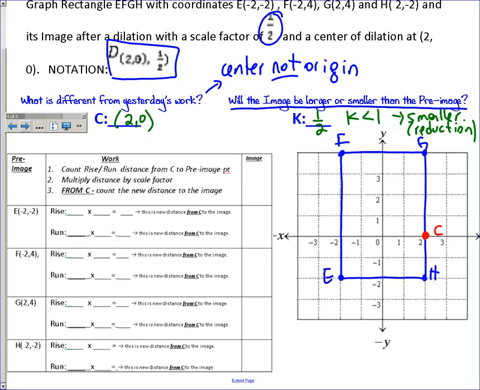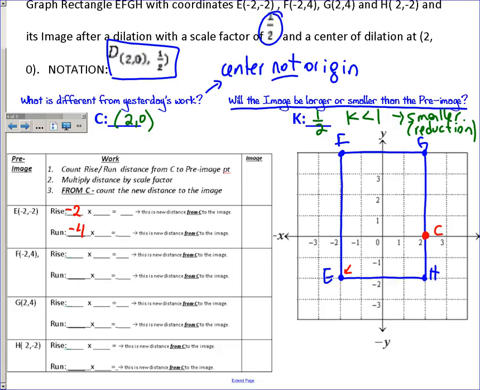So when I look at point E, let's start at point E. From the center to point E, I need to count the rise. Am I going up or down? And the run, am I going left or right? So when I start at C and I'm looking at point E here, how do I get from C to E? Well, I'm going to go down 2. So the rise is 2, and I'm going down, so it's going to be negative 2. And then the run, right or left, is going to be 1, 2, 3, 4 to the left, so it's negative 4.